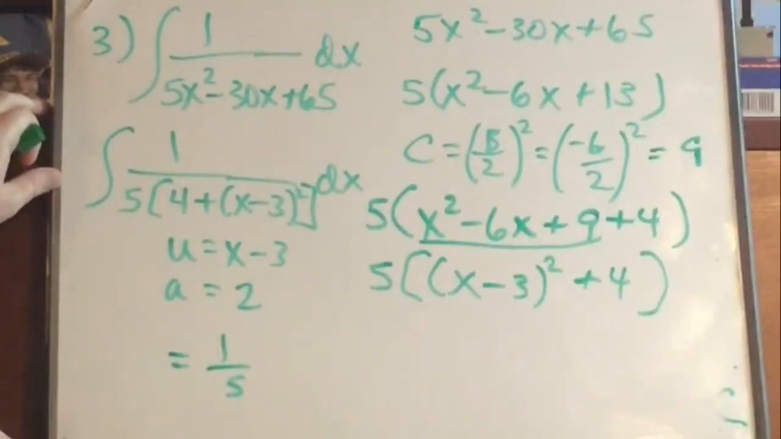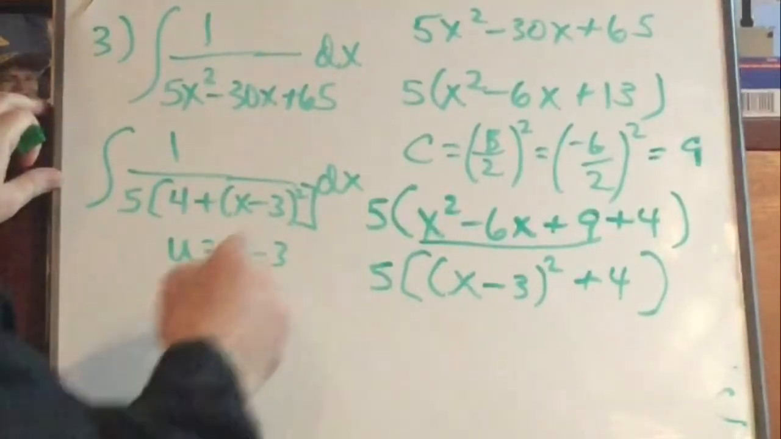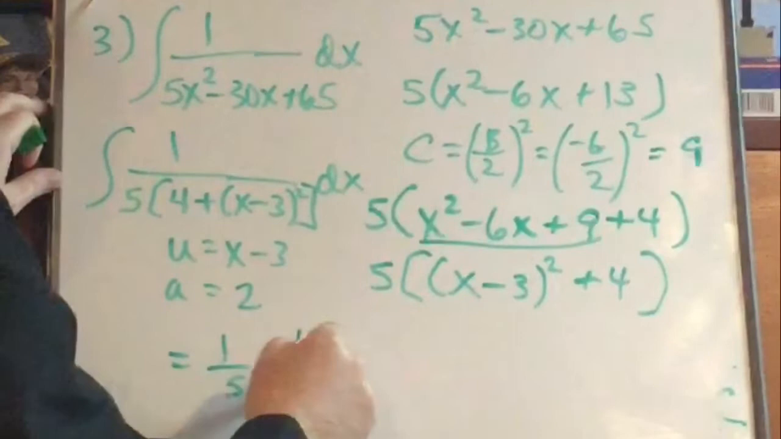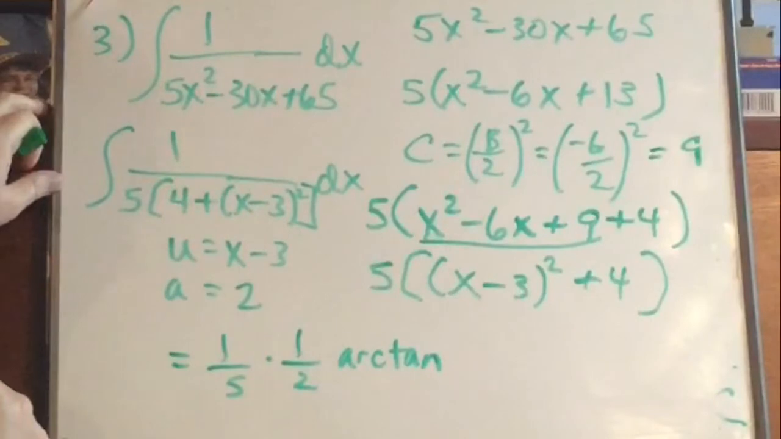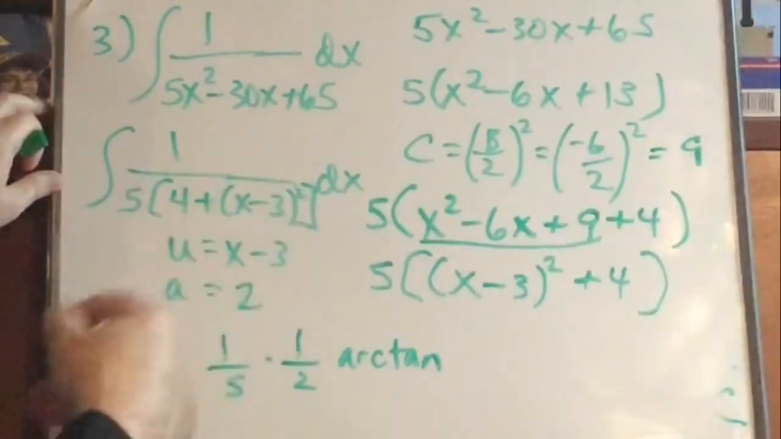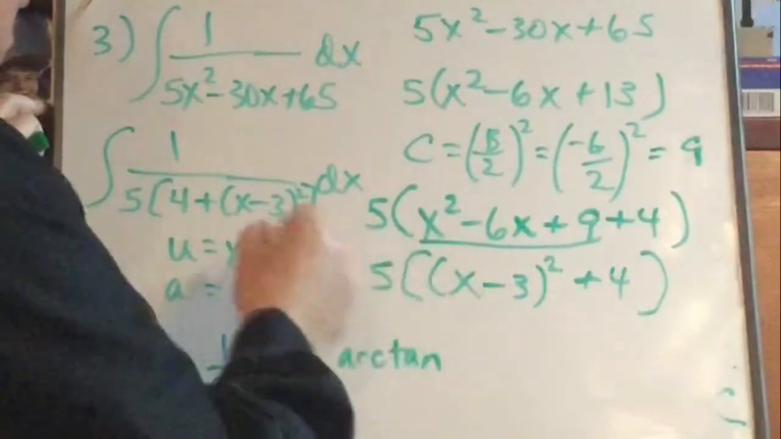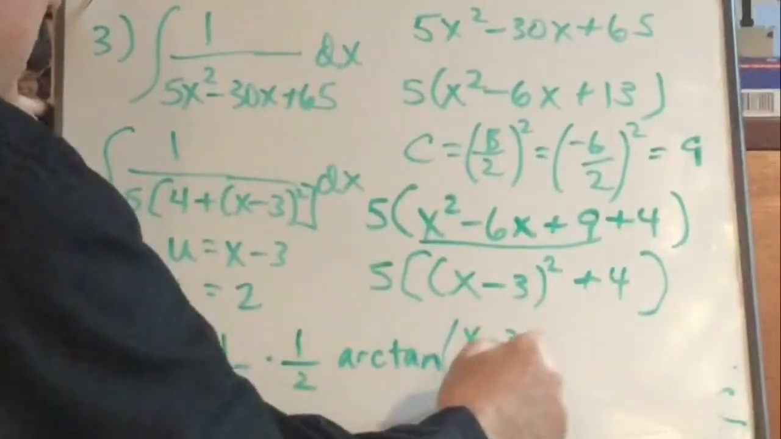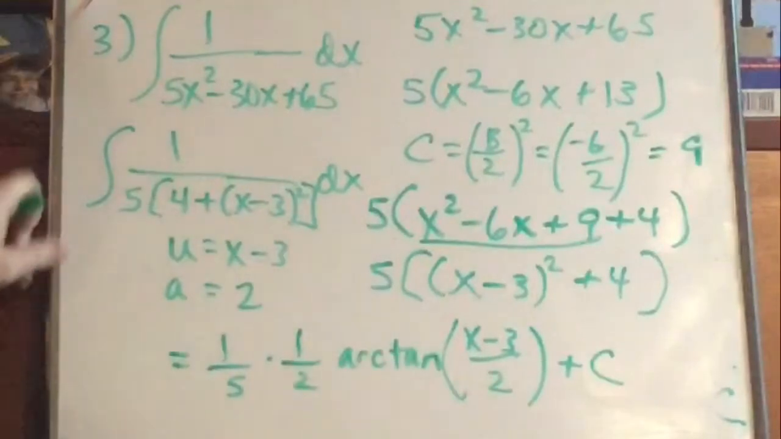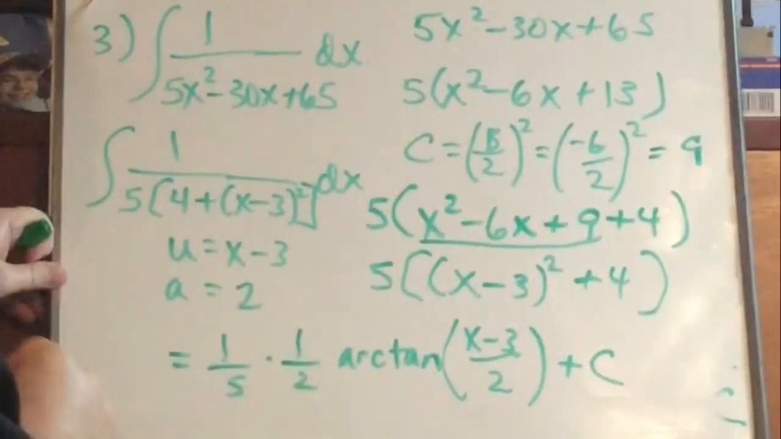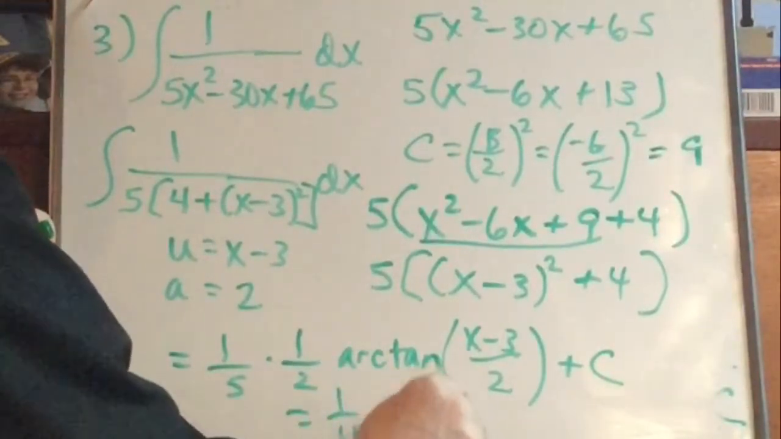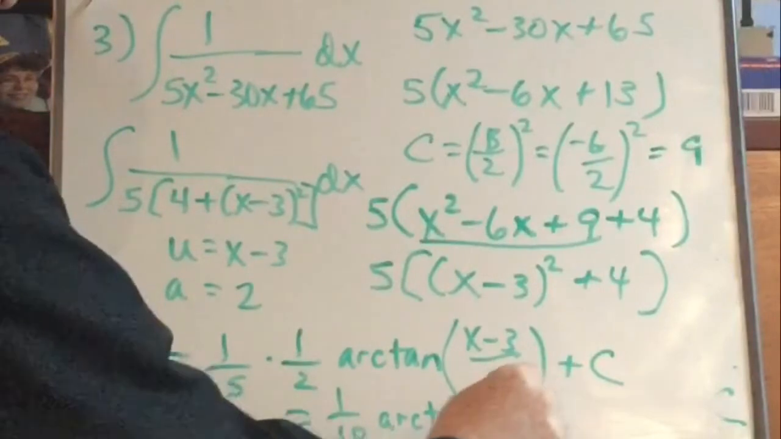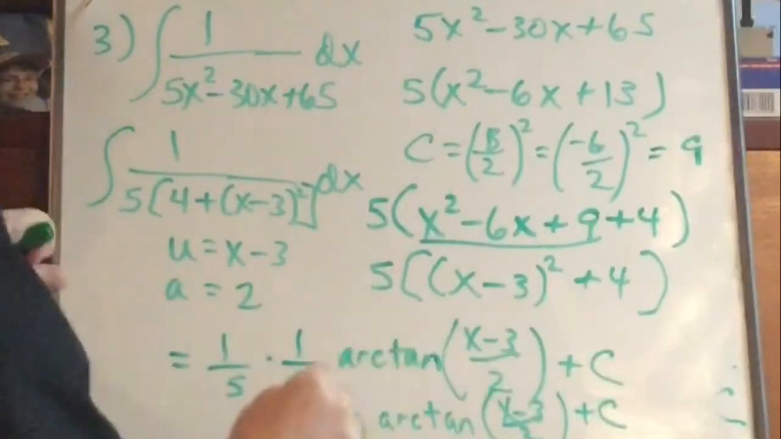And this is the arctangent case, so we have to make sure we remember to put that extra 1 over a out in front, only for the arctangent case. It's going to be 1 over 2 arctangent of u over a, and that happens to be the same for arcsine as well. It's always u over a. So it's u over a, which is x minus 3 over 2 plus c. And the last thing I can do is just multiply that 1/5 times the 1/2 to get a final answer of 1/10 the arctangent of x minus 3 over 2 plus c.